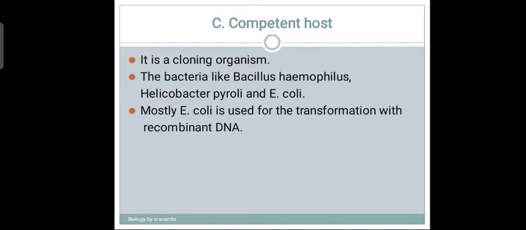And last, we need the host body, that means the cloning organism, the competent cell. For cloning organisms we mainly use Bacillus, Haemophilus, Helicobacter pylori and Escherichia coli. But mostly in rDNA technology in the laboratory, we use Escherichia coli for transformation. pBR is used, restriction enzymes are used, plasmids are used, and in the same way the Escherichia coli organism is used throughout rDNA technology. These are some of the important points.